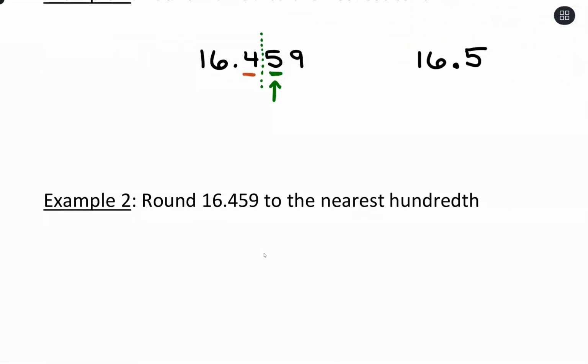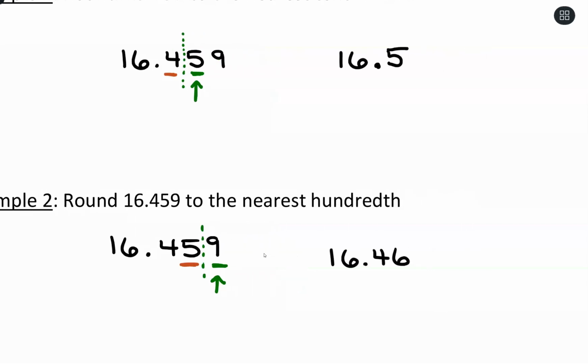Rounding to the nearest hundredth will be to 2 decimal places. So 16.459. Now my rounding value, we're looking at rounding the 5, which means I need to inspect that 9, which is going to tell me to round up. So with that, we're going to have a 16.46. And then we just leave the 9 off. But with hundredths, we get 2 decimal places.